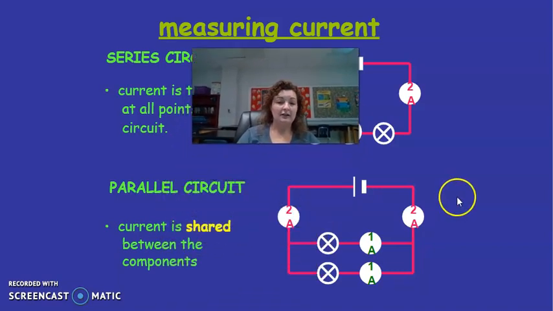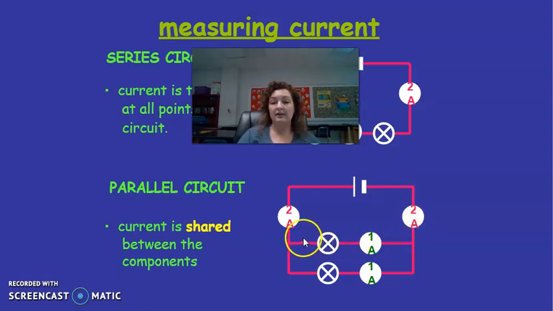On parallel, on the other hand, it's totally different, okay? If I take the reading before my wire branches out, so you can see it's right here after the battery, it says 2 amps. But what's going to happen when I reach that branch is it's going to be divided by however many branches there are. So I have one pathway, two pathways, so I am going to divide my number by 2. I have 2 amps, so divided by 2 gives me 1, and it's going to be split equally across those branches.